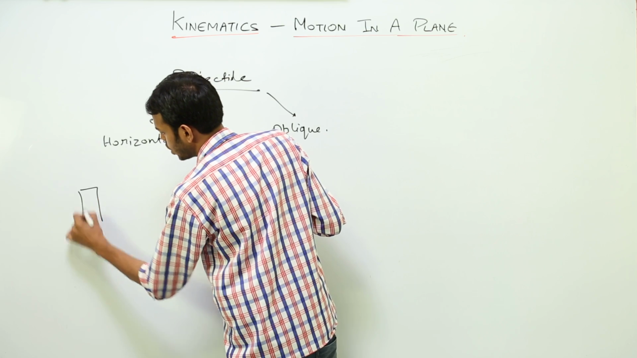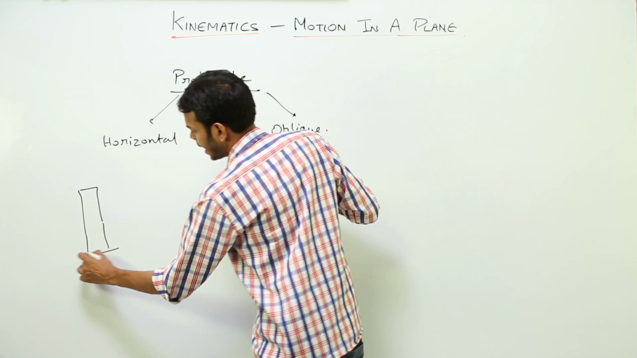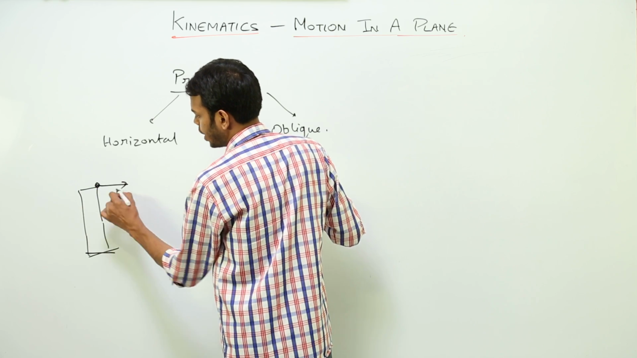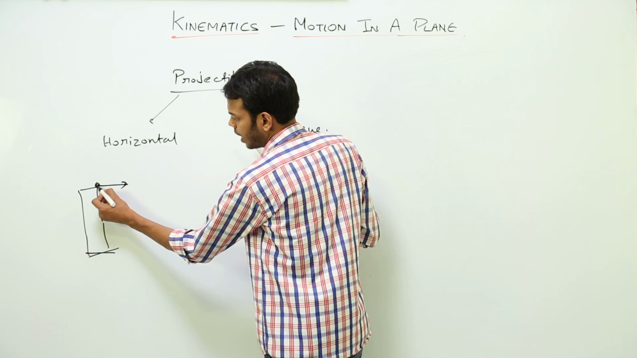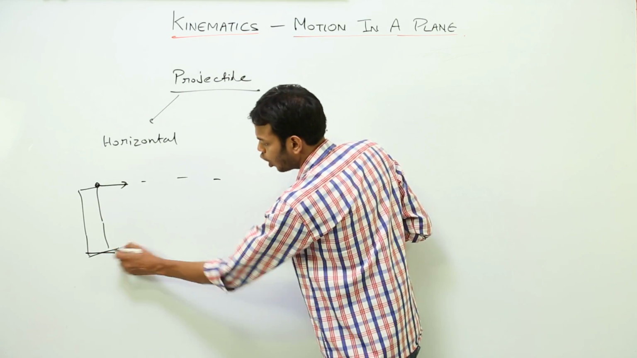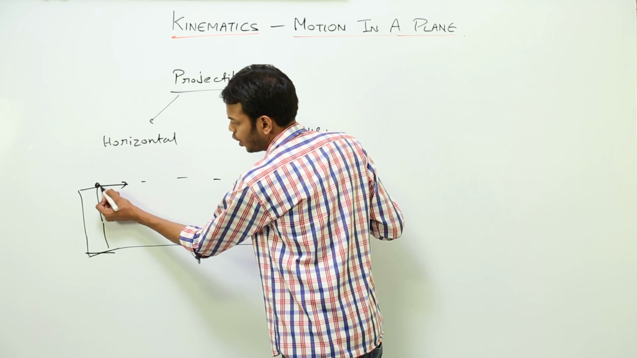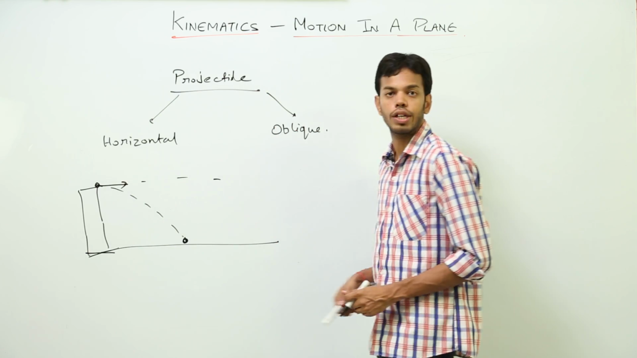Horizontal projectiles are those where, suppose this is a building or some mountain cliff and an object is thrown from this point in the horizontal direction. So what will happen? It is not going to go straight forever, right? Because under the effect of gravity it is going to fall down to the bottom. So it is going to follow this path. This is how the object will go. This is called a horizontal projectile.